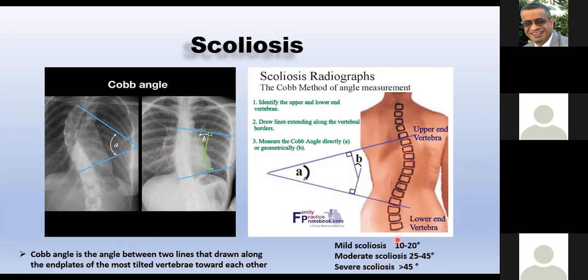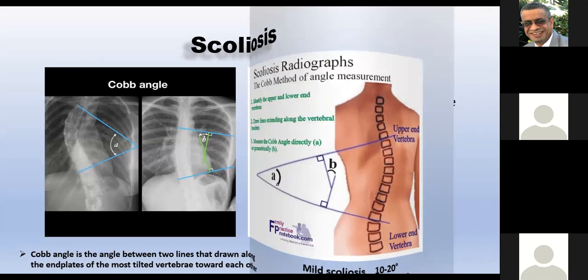If the Cobb angle is between 10 and 20 degrees, it means mild scoliosis. If it is between 25 and 45 degrees, it means moderate scoliosis. And if it is more than 45 degrees, it means severe scoliosis.